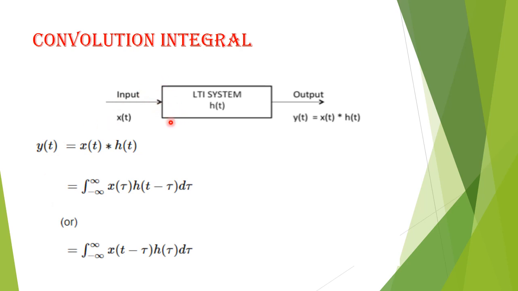What is convolution integral? The convolution of two signals is given by y of t equal to x of t convolution h of t. So the formula is integral from minus infinity to infinity x of tau into h of t minus tau into d tau. This can also be written as integral from minus infinity to infinity x of t minus tau into h of tau into d tau.